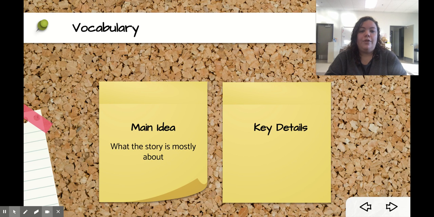We also need to talk about the key details. So these are a little different than just the details, just facts. The key details are important facts and examples from the text that either prove the main idea or answer important questions from the story.